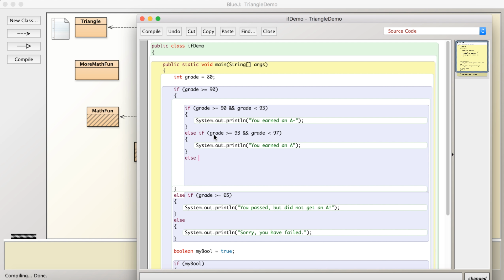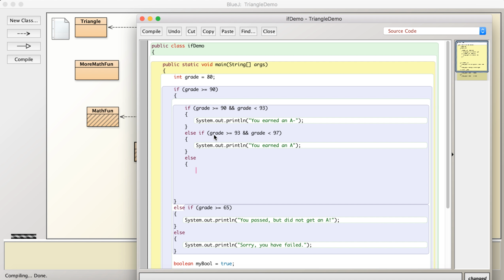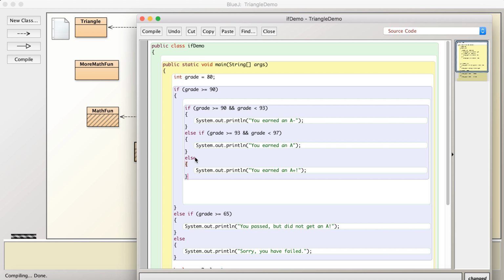Right, and now again, I can go and make my next one, saying, hey, let's do an else. So now we know I'm not even going to put the other symbol in there, right? Because if it's greater than 97, right, that's going to be true. So we can say the only other option at this point is that you earned an A plus. Right, so this is going to happen only when it's greater than 97, right? Because that's the only other option that we haven't covered with the other things.